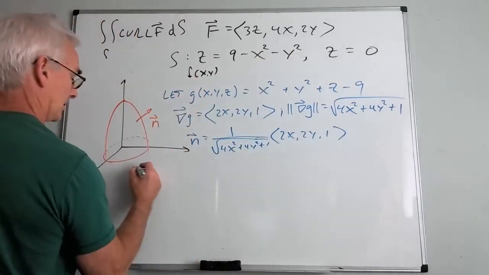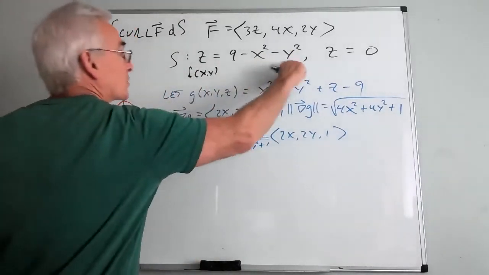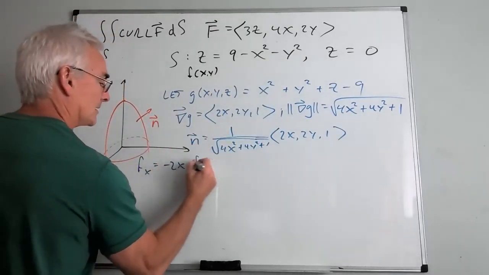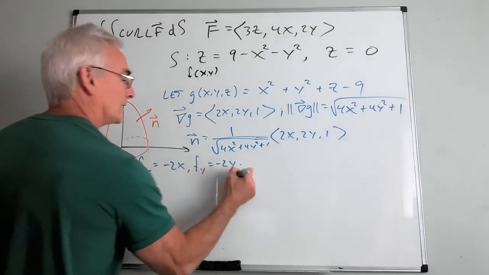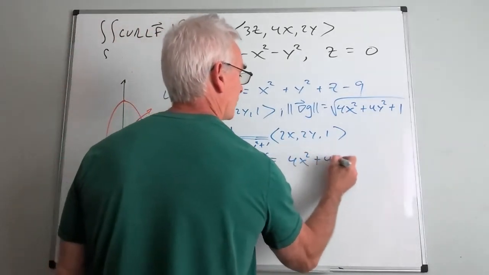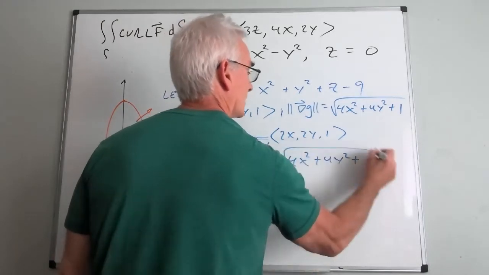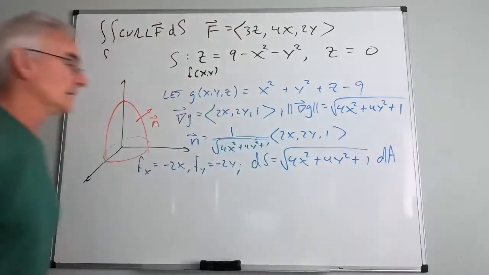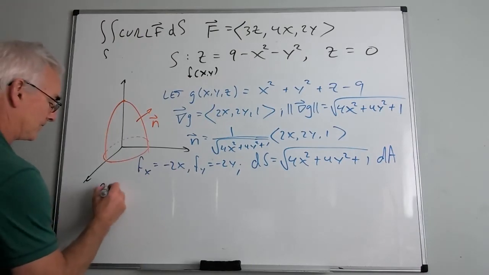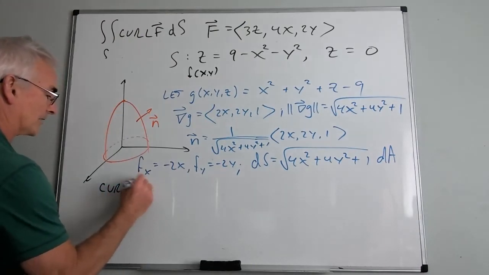So in our case here, if f of x,y is this quantity, then f_x is negative 2x, f_y is negative 2y. My dS is then the root of 4x squared plus 4y squared plus 1 dA. Okay, I'm looking good so far. Now the next thing, I need my curl vector.